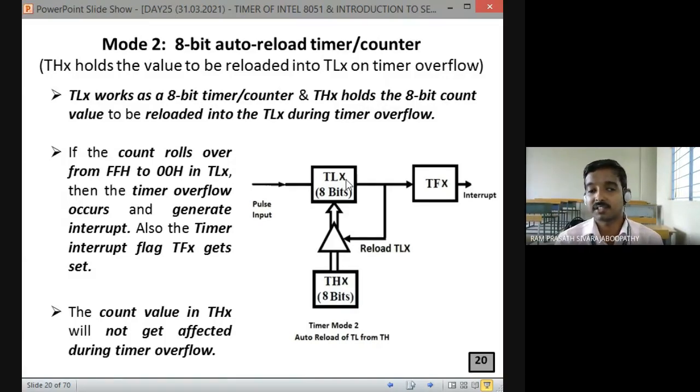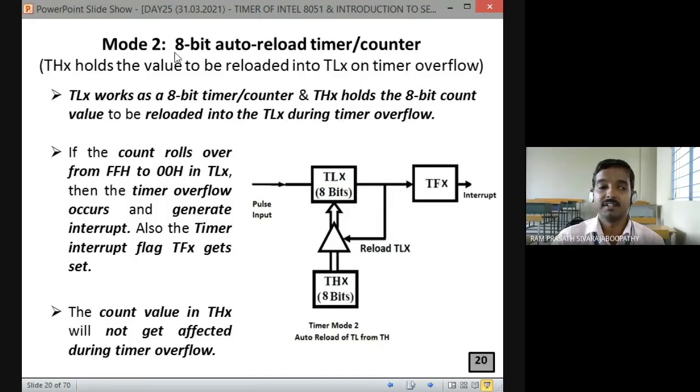In other modes, the count value will not get reloaded again, whereas in the case of mode 2, it will get reloaded. When the count value gets reloaded in mode 2, can you type it in the chat? The count value again and again loads. Yes, during overflow, very good. Whenever the timer overflows, at that time the reloading happens automatically.